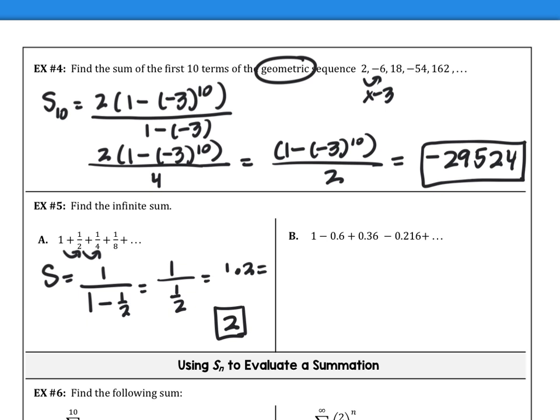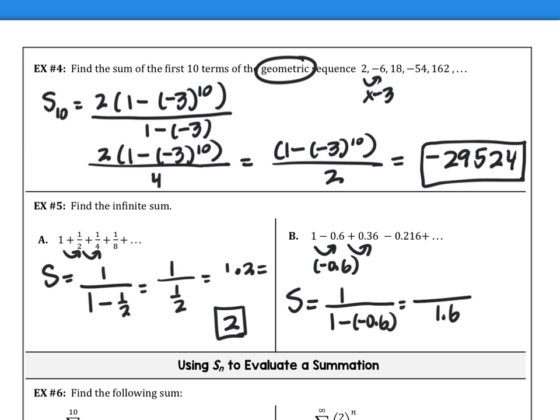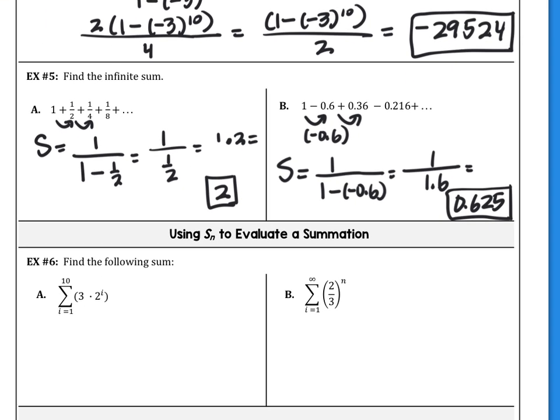All right, let's see part B. Here they are multiplying by negative 0.6 each time, right? Yeah, so that's my r. So the sum of this one would be 1 over 1 minus negative 0.6, which would be 1 plus 0.6, so 1.6 on the bottom, 1 on the top. 0.625 would be the sum, so that would be like 5/8. So here's just using the formulas.